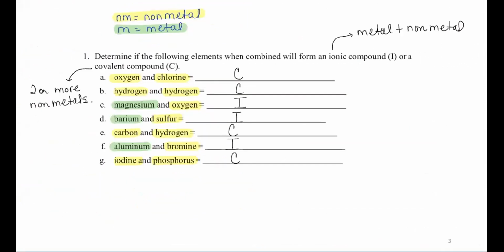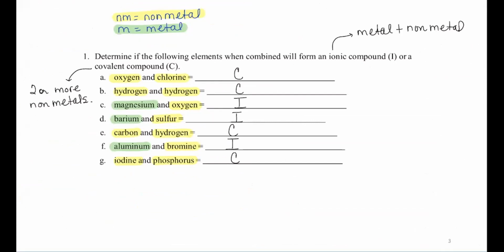Is a problem like this. If you have two nonmetals, you have a covalent compound. If you have a metal and a nonmetal, that's ionic. If you have a metalloid, metalloids and nonmetals make covalent compounds. It's just that here we don't have it.